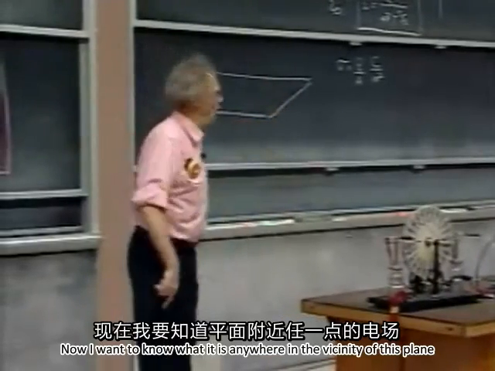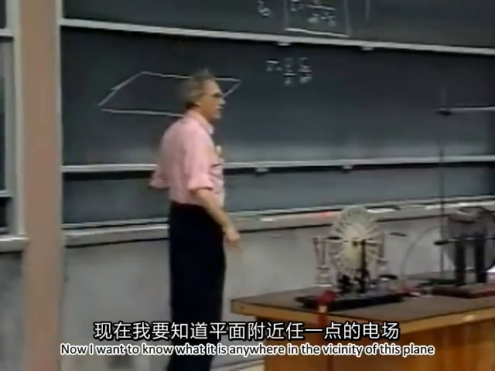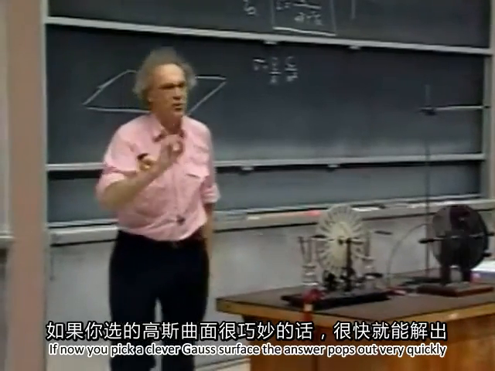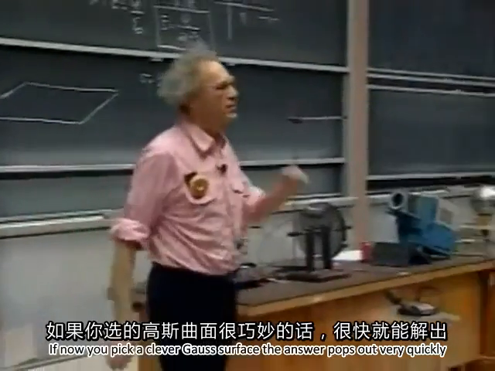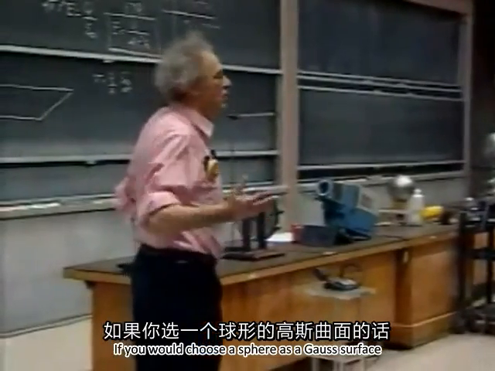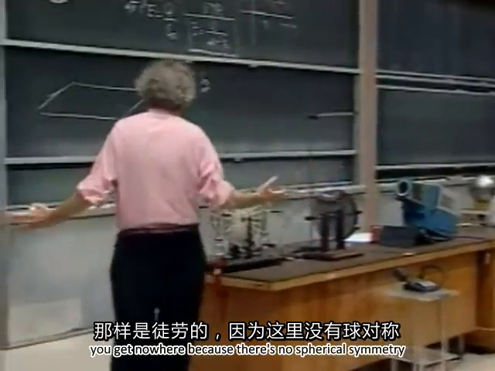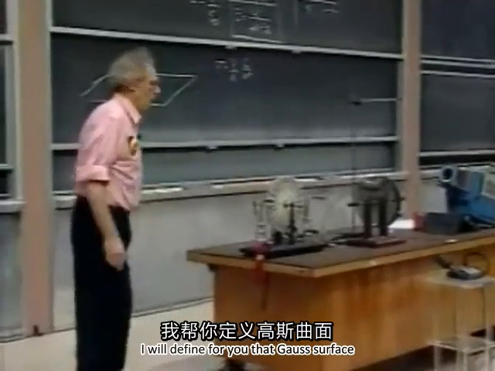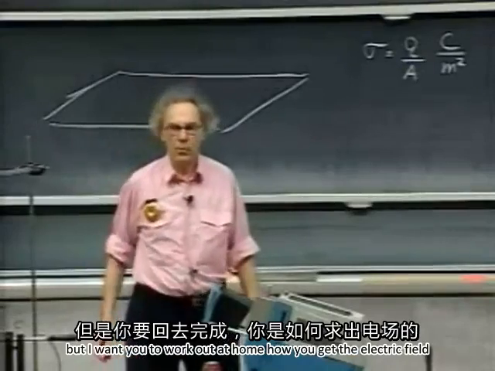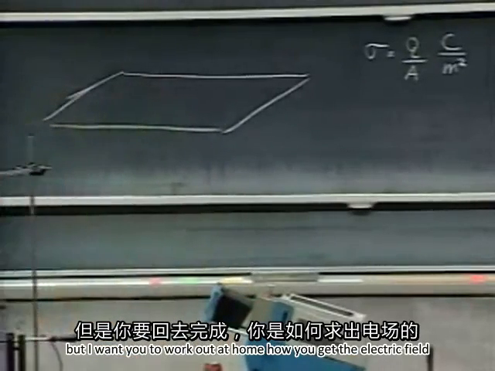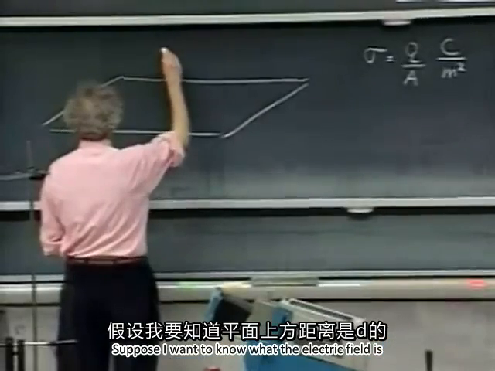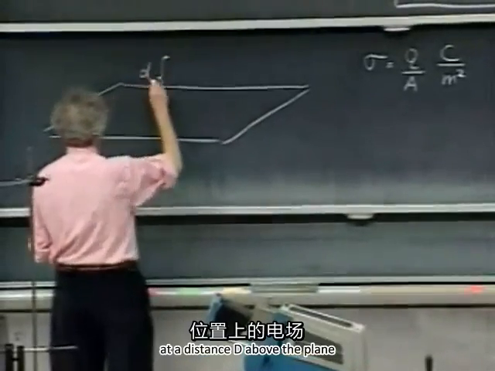Now I want to know what it is anywhere in the vicinity of this plane. If you pick a clever Gauss surface, the answer pops out very quickly. If you would choose a sphere as a Gauss surface, you're dead in the water, you get nowhere, because there's no spherical symmetry. I will define for you that Gauss surface, but I want you to work out at home how you get the electric field. Suppose I want to know what the electric field is at a distance d above the plane.